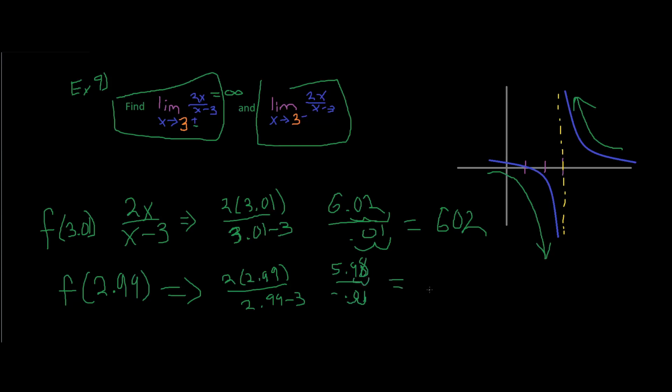Divided by -1. And that ends up giving us negative 598. And so it looks like from the left hand side it's approaching infinity too. And it appears that at x equals 3, we have a vertical asymptote. So keep that in mind.